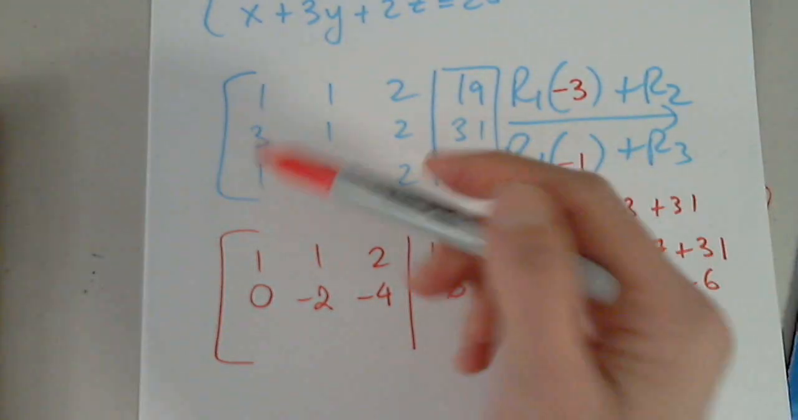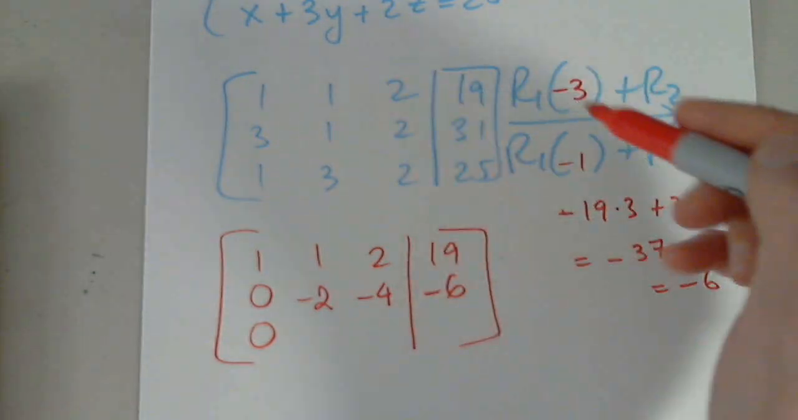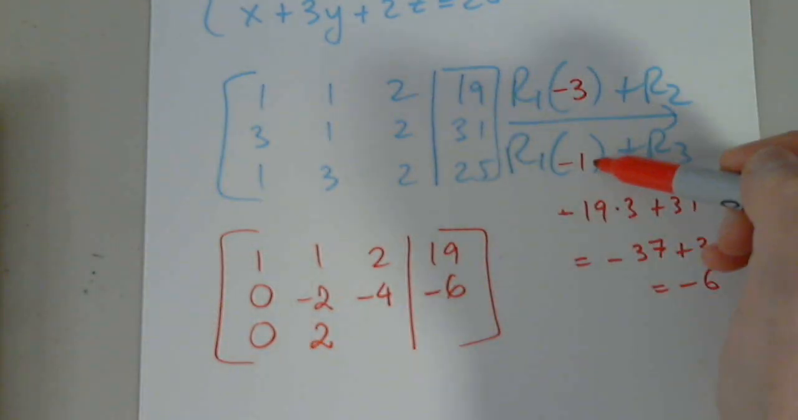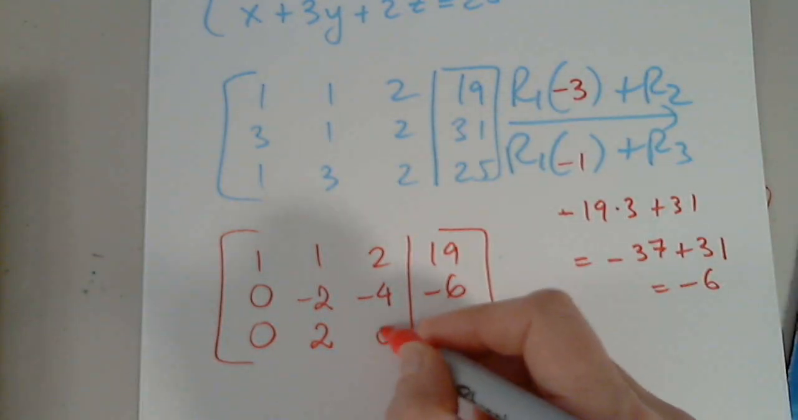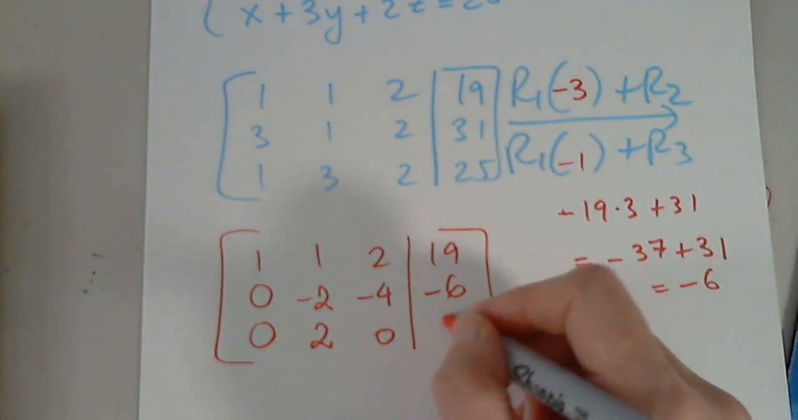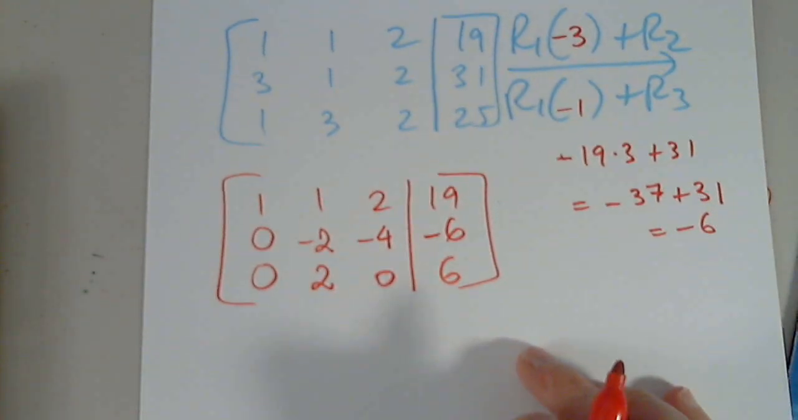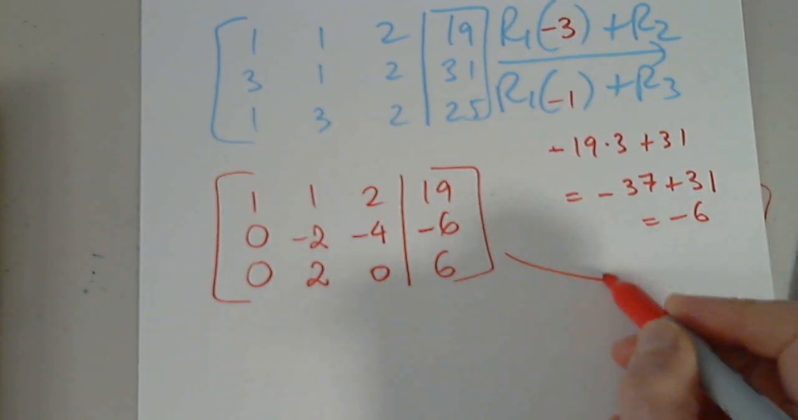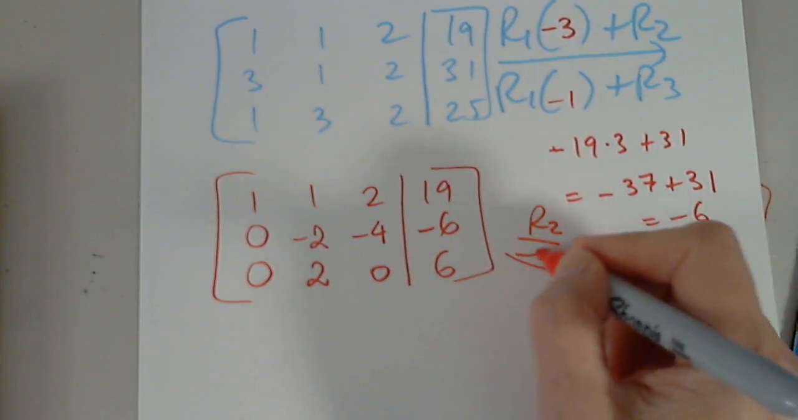1 times -1 plus 1. 1 times -1 plus 3. 2 times -2 plus 2. -19 plus 25, 6. Gorgeous. You can't complain. We're going to divide row 2 by -2.